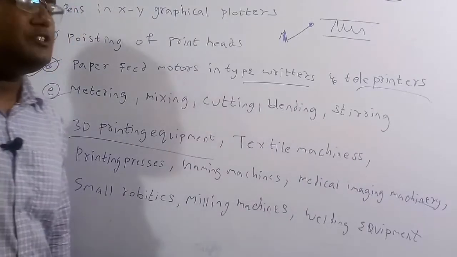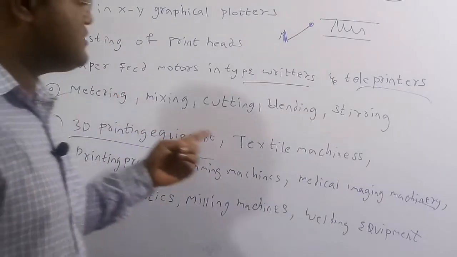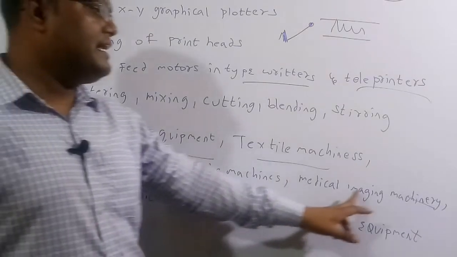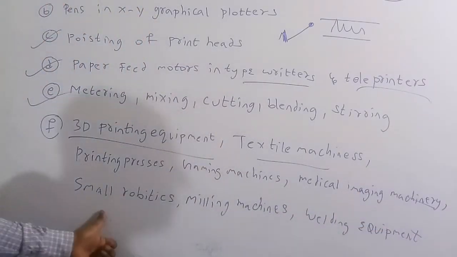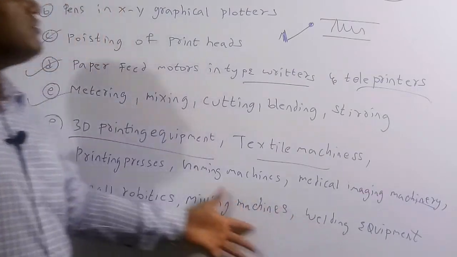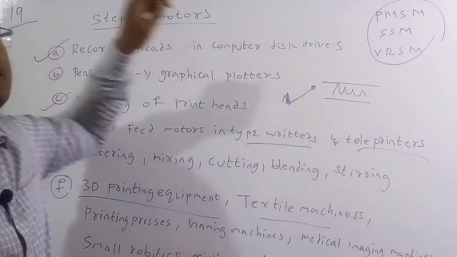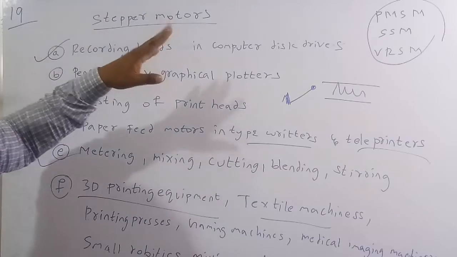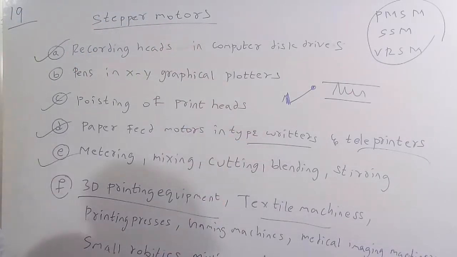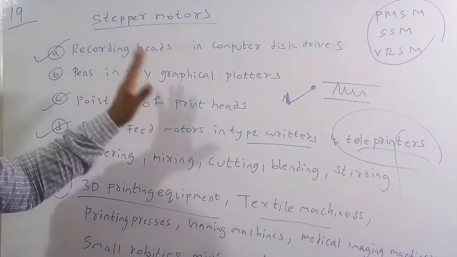Nowadays 3D printing is in very high demand, so in 3D printing equipment also we use stepper motors. And also in textile machines, printing presses, gaming machines, medical imaging machinery, small robotics, milling machines and welding equipment. So these are the different applications of stepper motors. In all these applications the stepper motor is used at a very large scale. So basically in printers also we use stepper motors, and because of this reason the stepper motors are used in printers.